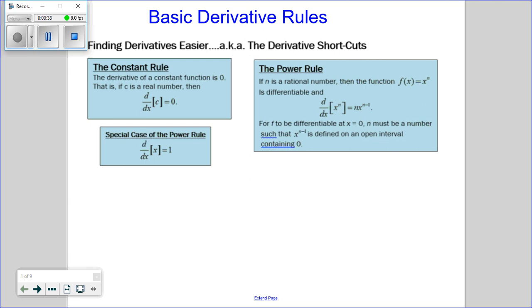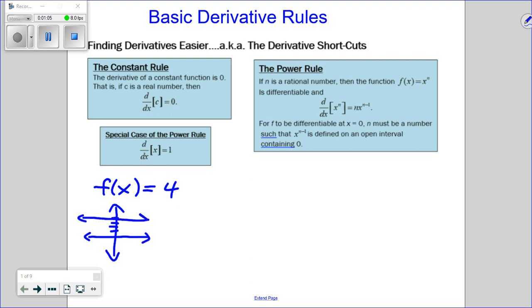Okay, so the first rule is called the constant rule. And this is where you would be finding the derivative of a constant function. So if you think about a constant function, like let's say the function is f of x equals 4, remember the graph of a constant function is a horizontal line. And remember that derivative is slope, so what's the slope of a horizontal line? Slope of a horizontal line is 0. So anytime you're finding the derivative of a constant, it always equals 0.